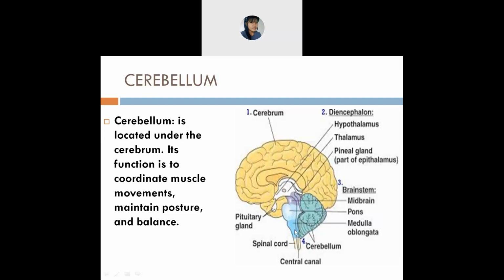Say for example, you are standing on one leg. Sometimes you do yoga or some exercise like that. So when you stand on one leg, what happens? They will help you in balancing your posture. So the cerebellum also takes part in this kind of thing. Is it clear?